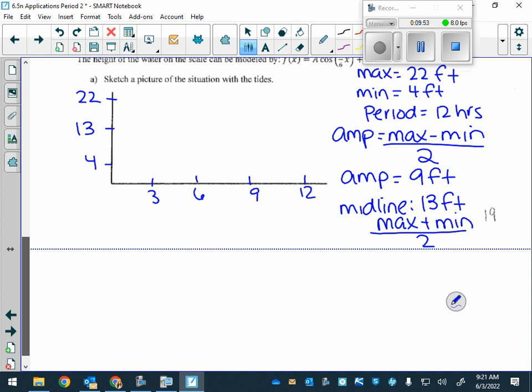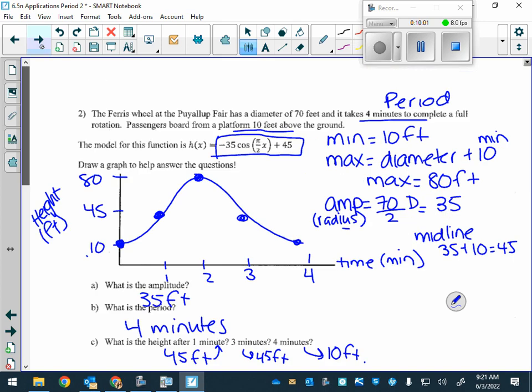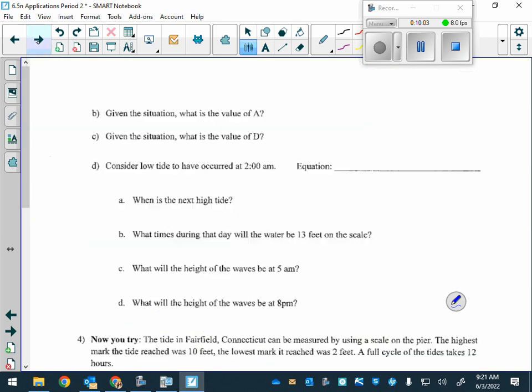Now, right now, given the situation, what is the value of A? 9. That's what we know right now. The value of A right now is 9. What is the value of D? So A is our amplitude, D is our midline. 13. Now, this is a key piece of information.